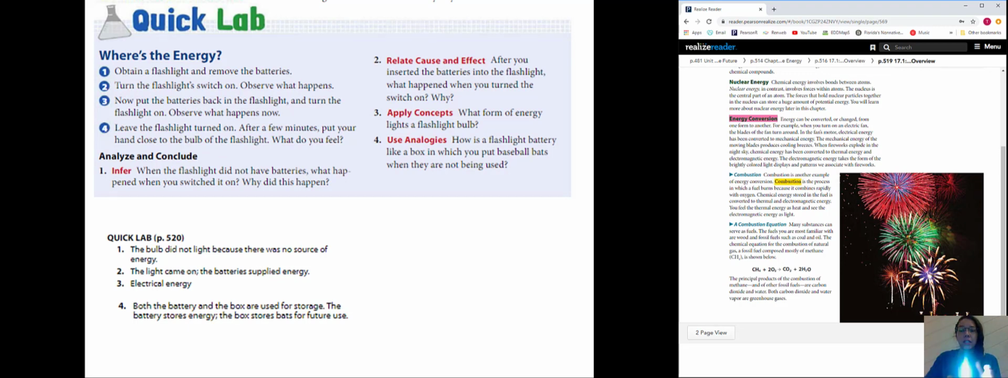This is actually an LED light bulb. Those release significantly less heat, so I actually cannot even feel a temperature difference with the LED light bulb.